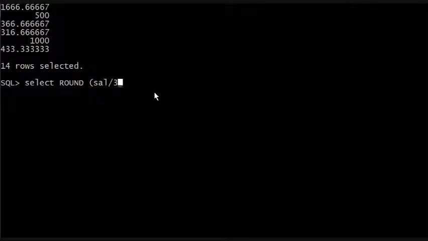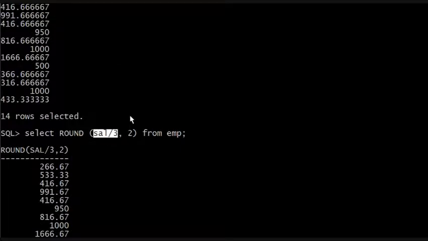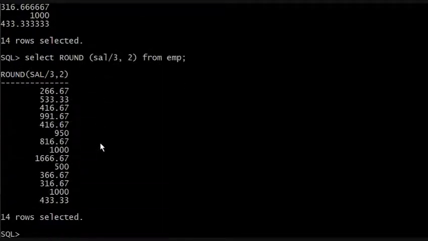Whenever you use the round function, you have to put a comma after the column. So even though this is sal divided by 3, it's still the column, even though we're dividing it by 3. And then we want to say how many decimals we want to round it to. So if I put the number 2 here, close parentheses, and then do from EMP, what this is saying is do sal divided by 3, just like we did up here, sal divided by 3, and we want to round it to 2 digits.